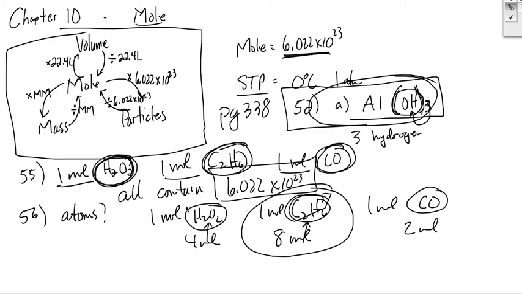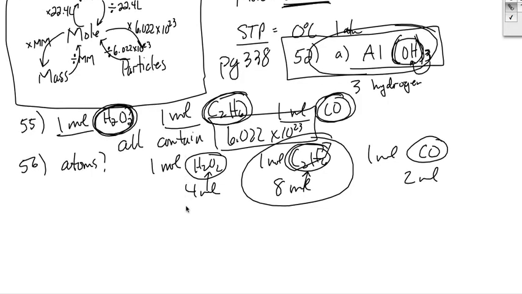Okay, number 57 says, find the number of representative particles in each substance. Okay? Let's take number 57 here. I'll do one of them with you, and then you can do the others. So it says, find the number of representative particles.